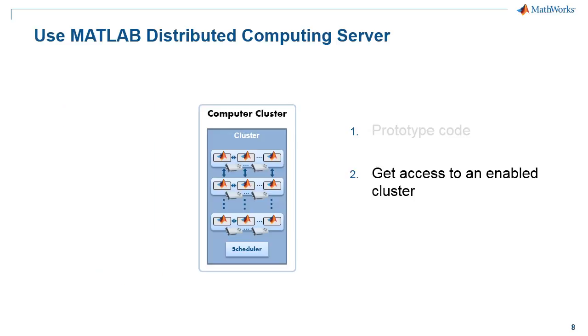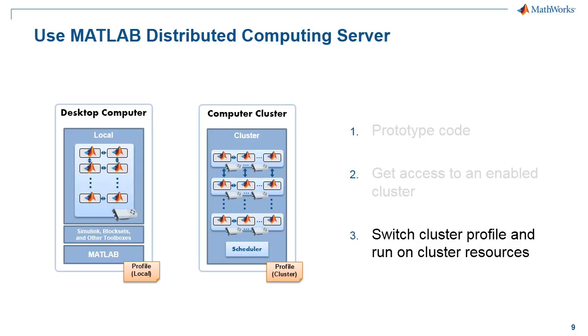Your second step is to get access to an enabled cluster. For clusters at your own site, you will need to ensure that your cluster administrator has installed and integrated the MATLAB Distributed Computing Server. Once your code is working and you have access to a cluster, change your cluster profile on the client system to use your computer cluster. You can import the profile directly through the parallel menu in the MATLAB toolstrip. After you have changed the profile, when you execute parallel computing syntax from your client session, your computations will be made with the cluster hardware.